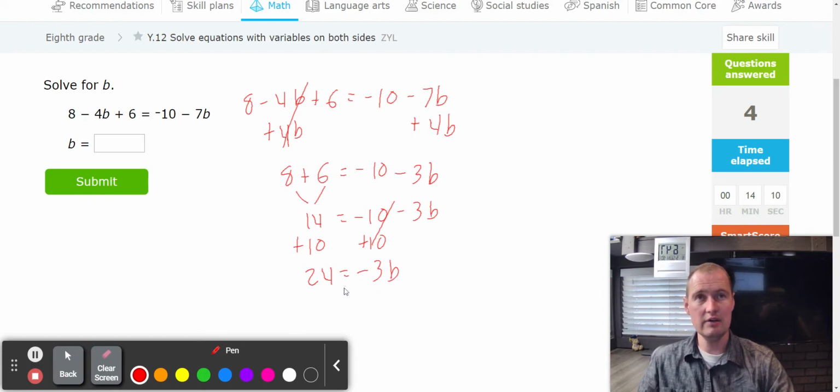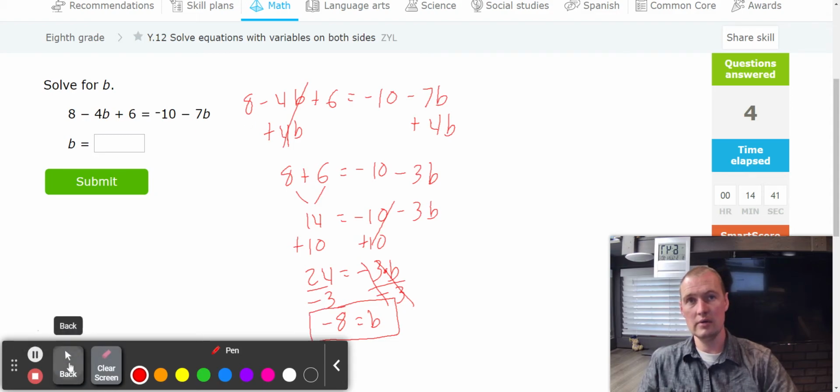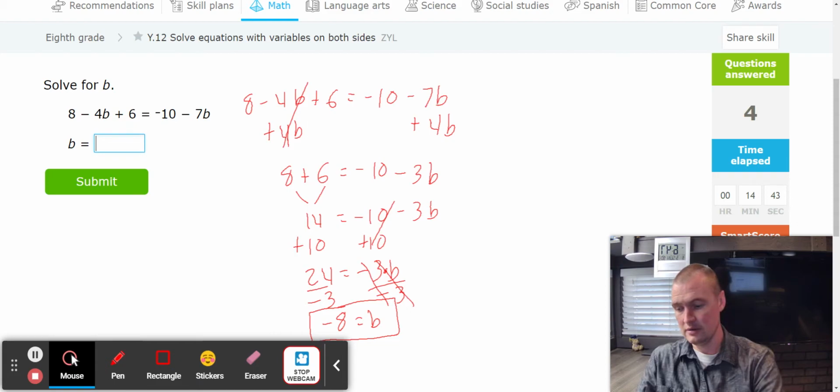All right, next step, we have positive 24 equals negative 3b. The opposite of multiplying by negative 3 is to divide by negative 3. But if I divide by negative 3 on the right side, I definitely need to divide by negative 3 on the left side. Therefore, 24 divided by negative 3 is negative 8 equals, negatives cancel out, 3's cancel out, b. So we got negative 8 equals b.